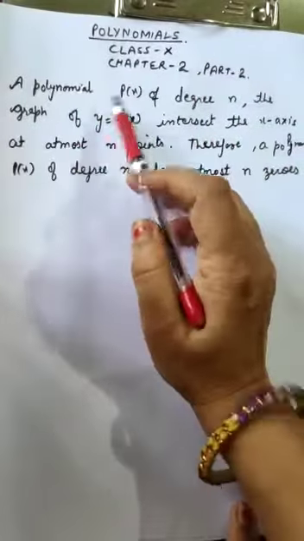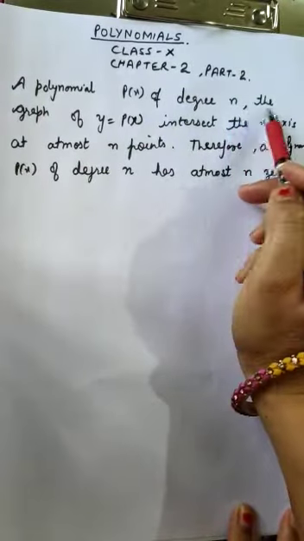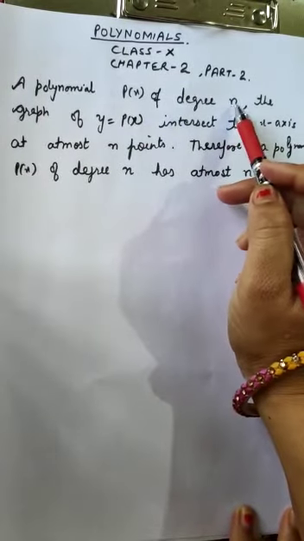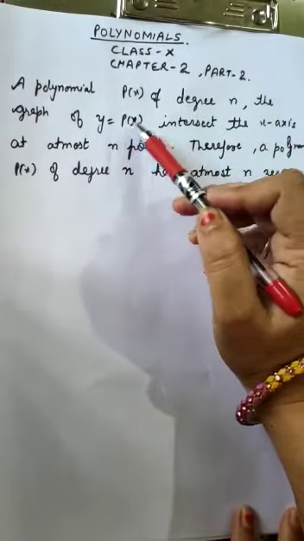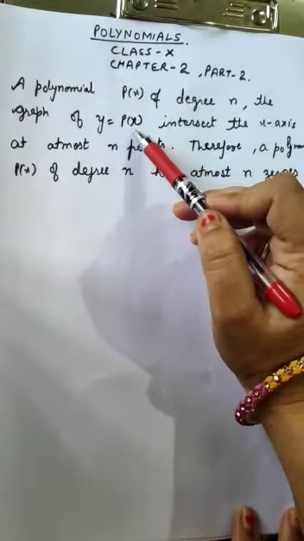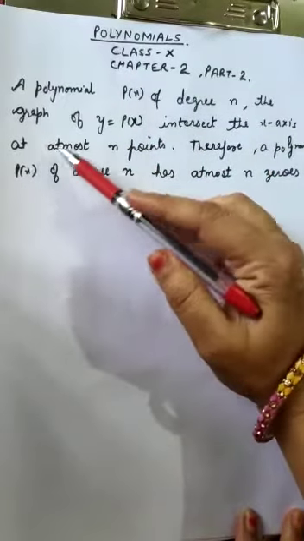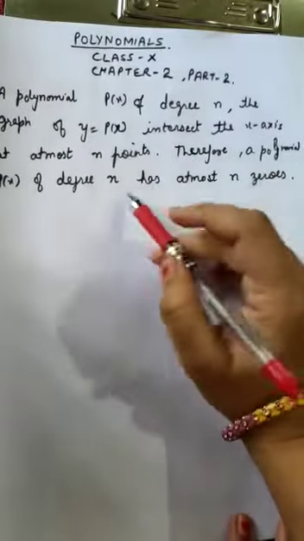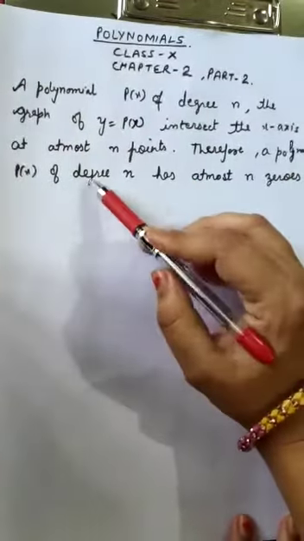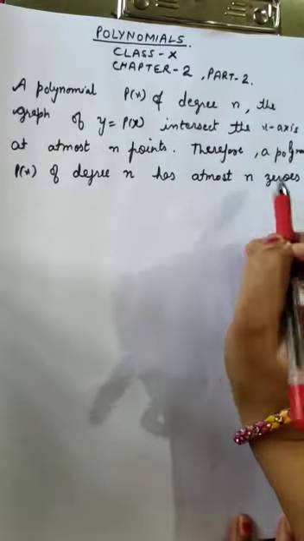For this, a polynomial p of x of degree n, where n is any number, maybe 1, 2, 3, 4, any number. The graph of y equals p of x, meaning the polynomial, intersects the x-axis at most n points. Therefore a polynomial p of x of degree n has at most n zeros.